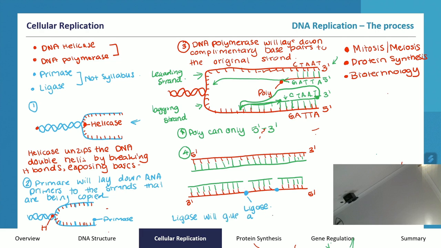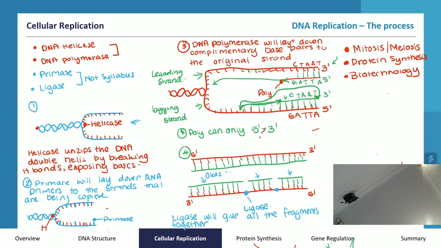all the fragments together, producing two identical strands of DNA. These individual fragments caused in the lagging strand are also called Okazaki fragments as well.